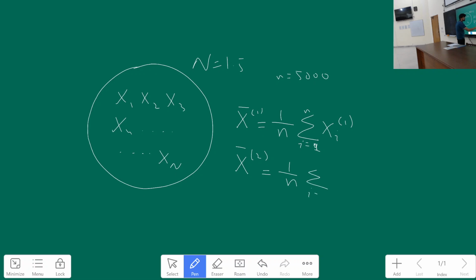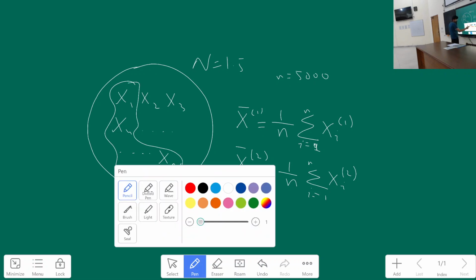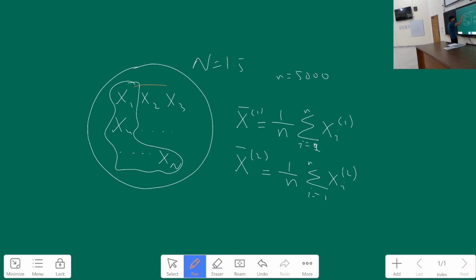So one of you, let's say, takes this sample, another one among you takes this one, a different sample comprising these 5,000 people. Now each one calculating the mean will most likely end up with a slightly different value, or could be extremely different, depending on how much variability there is.